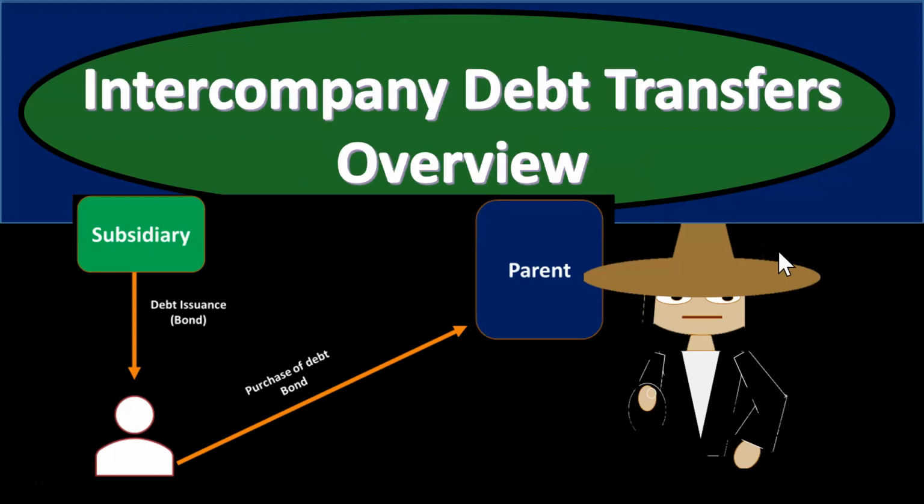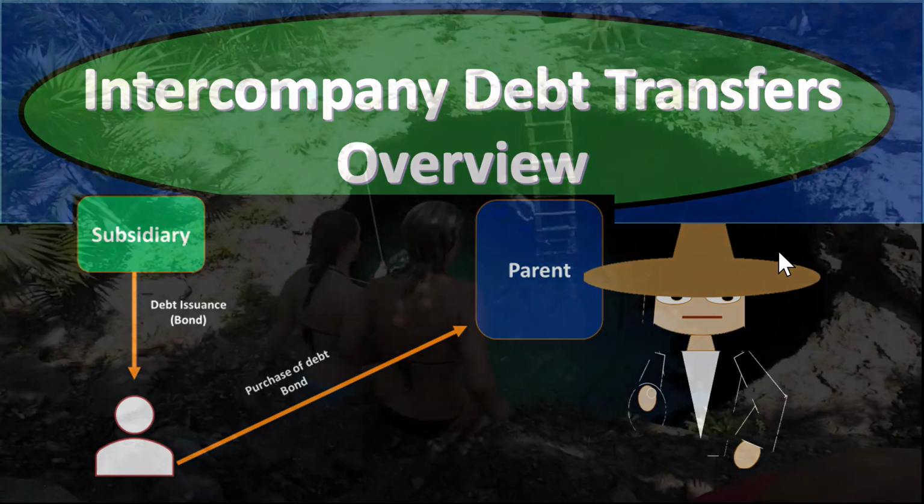In this presentation, we will give an overview of intercompany debt transfers. In other words, within the concept of our consolidation process, where we have parent-subsidiary relationships, we have intercompany debt going from one entity to the other, from parent to the subsidiary or subsidiary to the parent, could be in the form of notes payable or in the form of bonds payable.